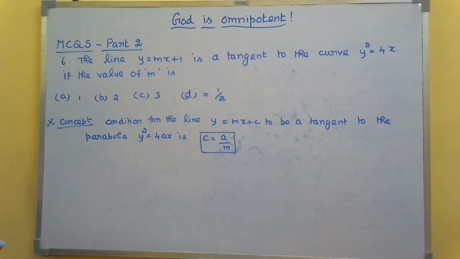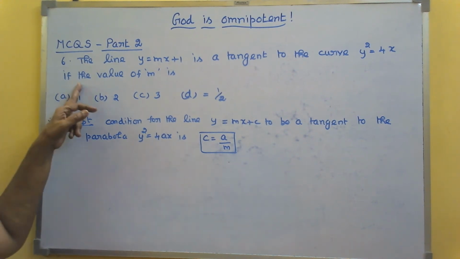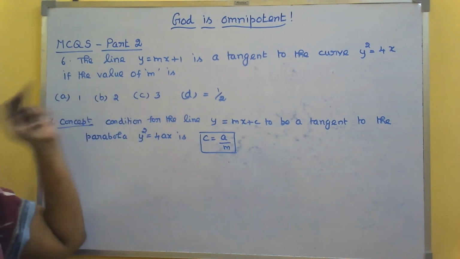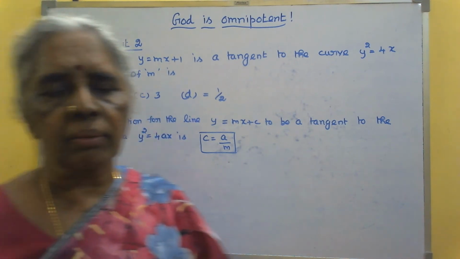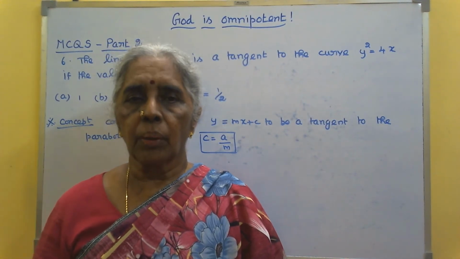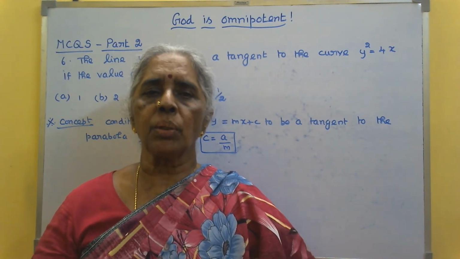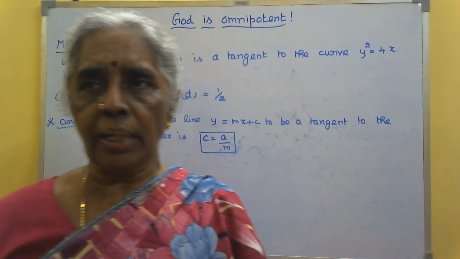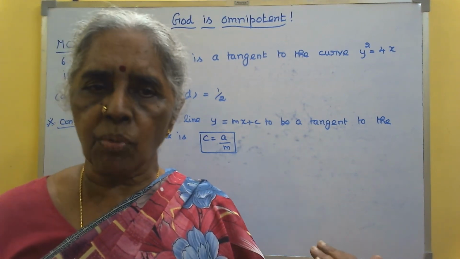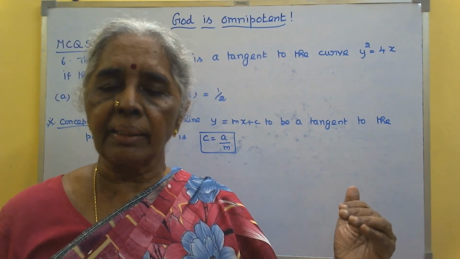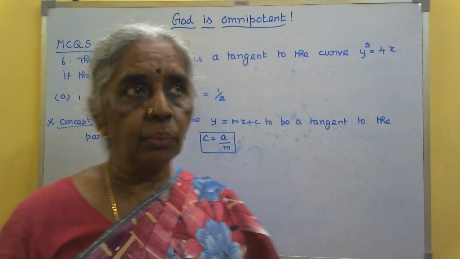The line y is equal to mx plus 1 is a tangent to the curve y squared is equal to 4x if the value of m is. They have given 4 options. If you go in the normal way, you have to work a lot and it will take more time. So here I want to teach you one concept which actually is not in the CBSE book, but anyway it's an MCQ, you can use it. This is given in the state board books. So I will tell you that concept.